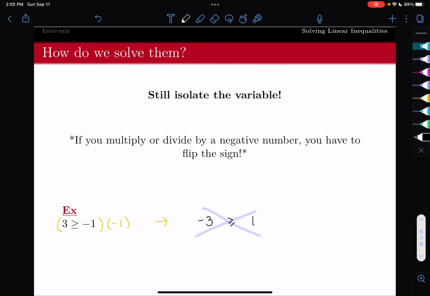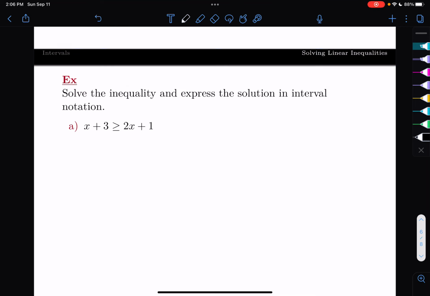So what I want to do in reality is I still get -3 and +1, but I need to flip the sign to make it a true statement. So make sure you are doing that in your problems. If you end up going through and you get something wrong, this is the first thing you want to check. Did I multiply or divide by a negative number, and did I change that sign with it?